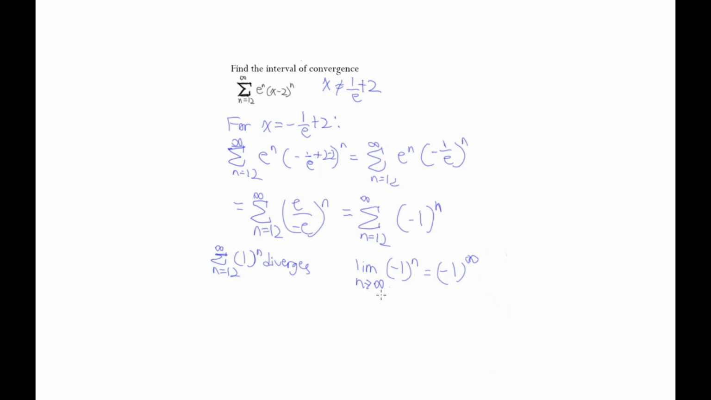So therefore, we can say that this diverges by the divergence test. So we know that it's also not negative 1 over e plus 2. So our interval of convergence is just that.